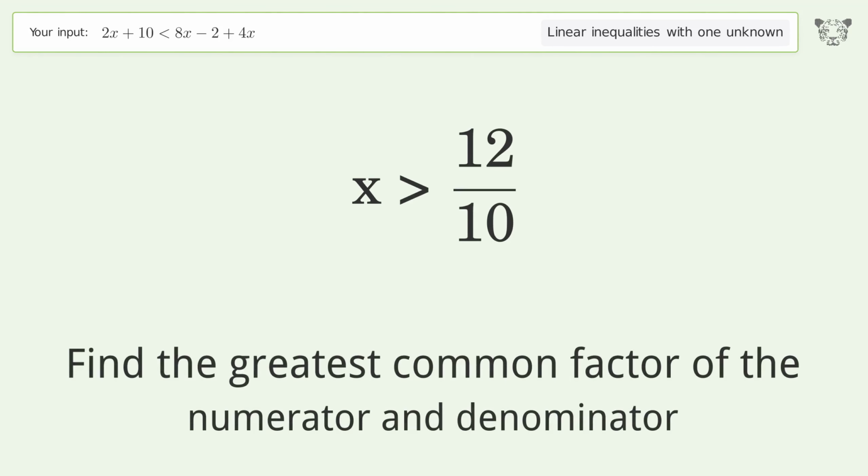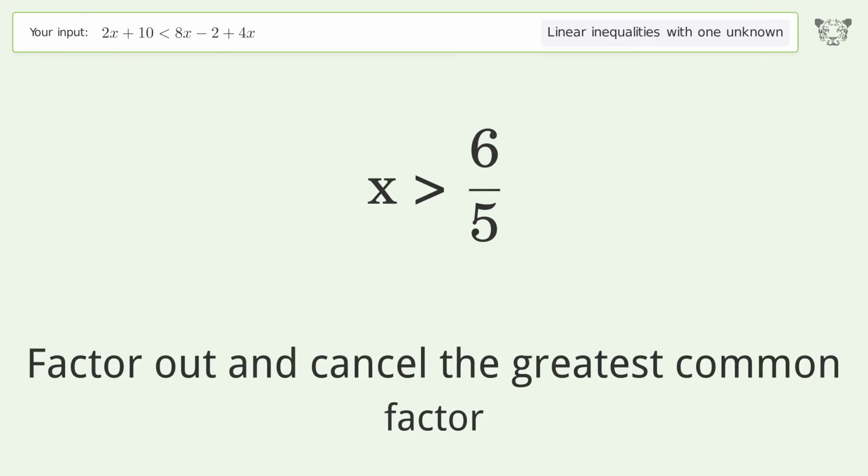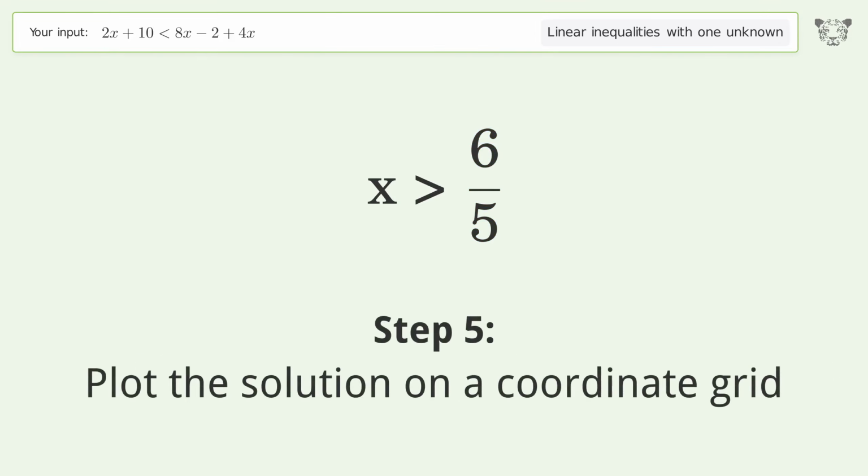Find the greatest common factor of the numerator and denominator. Factor out and cancel the greatest common factor. Plot the solution on a coordinate grid. And so the final result is x greater than 6 over 5 greater than 11 over 5.